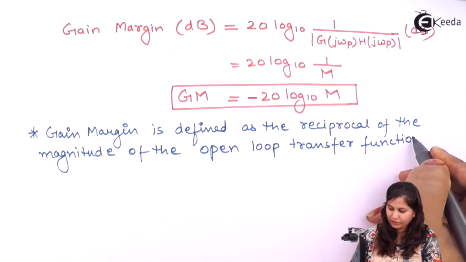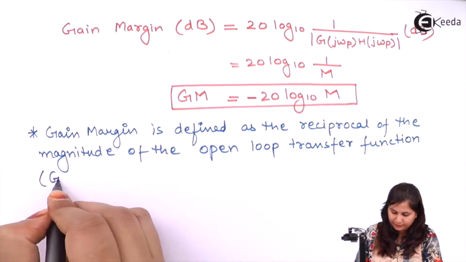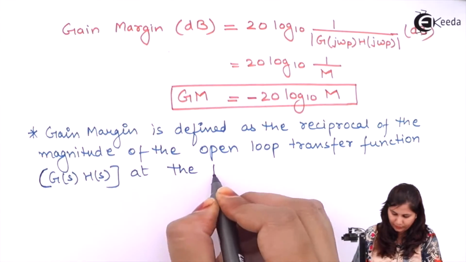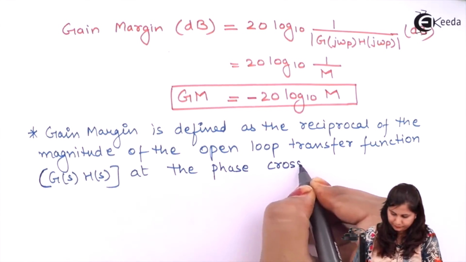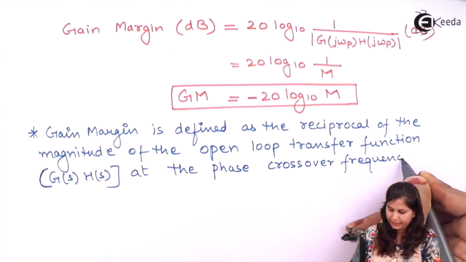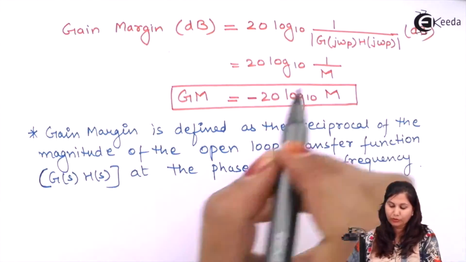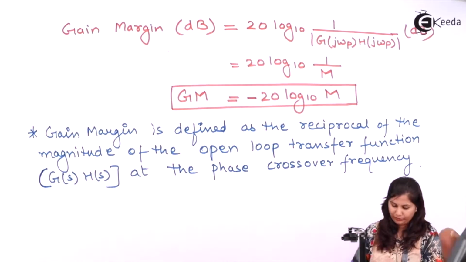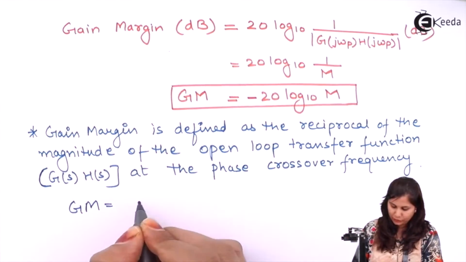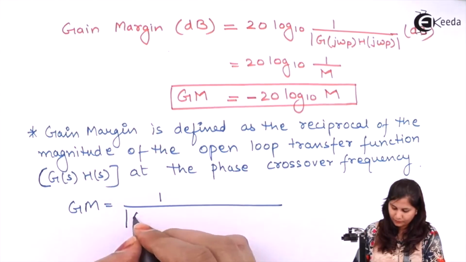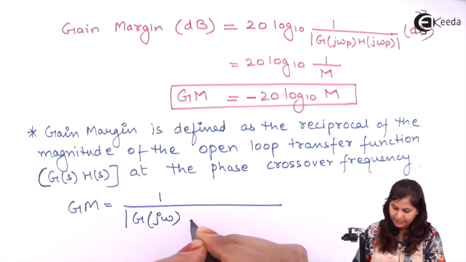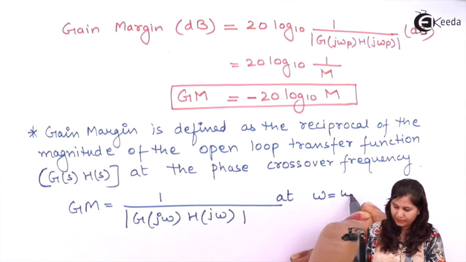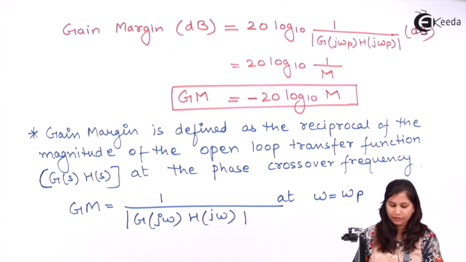of the open loop transfer function. Here the open loop transfer function is G(s)H(s) at the phase crossover frequency. It is saying that the gain margin is the reciprocal of the magnitude of the open loop transfer function at the phase crossover frequency. That is GM equals 1 upon |G(jω)H(jω)| at ω equals ωp, that is the phase crossover frequency.